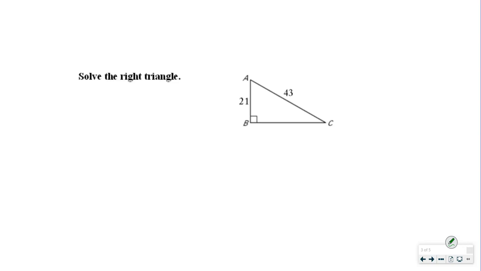All right, and then the last one, solve this right triangle. Again, we have to find all of our missing angles and missing sides. In this one, we have two missing angles and one missing side. The first one we were missing two sides and one angle. Now we're missing two angles and one side. So we know we need to find angle A. We also need to find angle B, angle C, and we need to find BC.